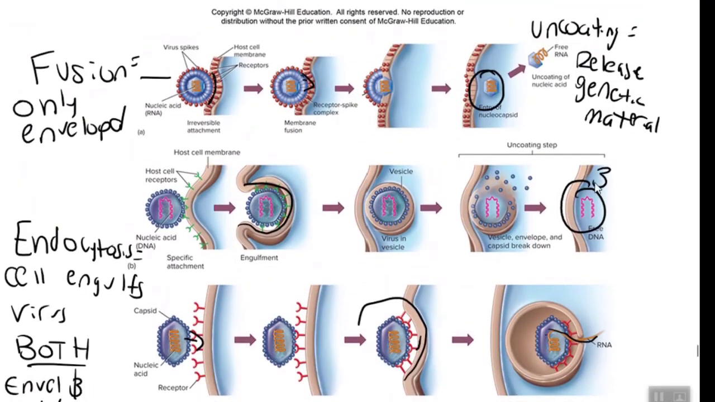So step 3 is actually uncoating, which you can see happens in all three of these pictures. The genetic material is uncoated from the capsid.